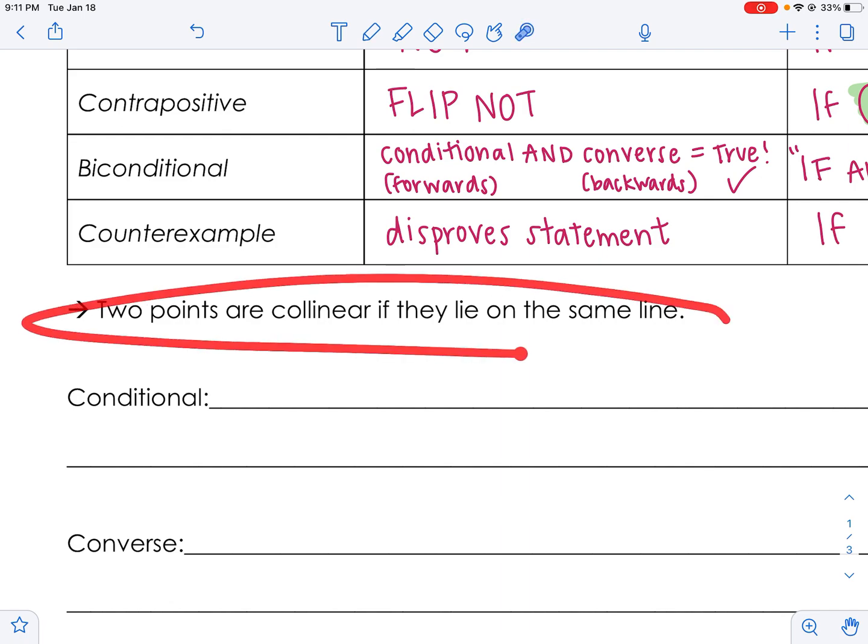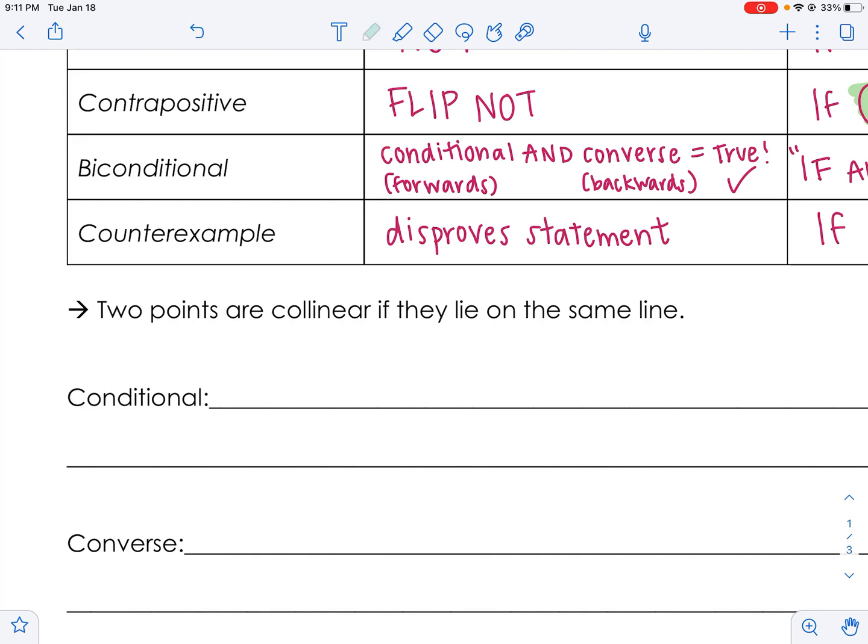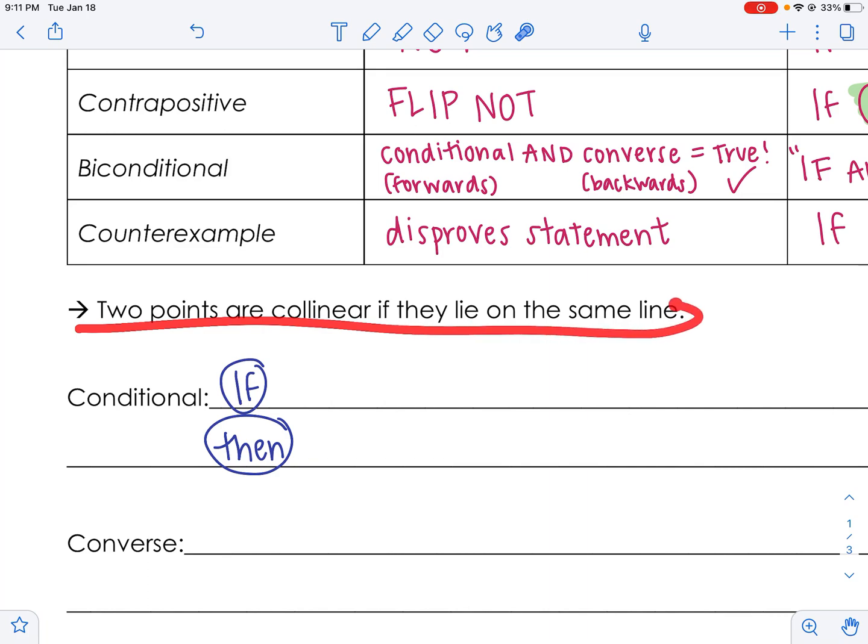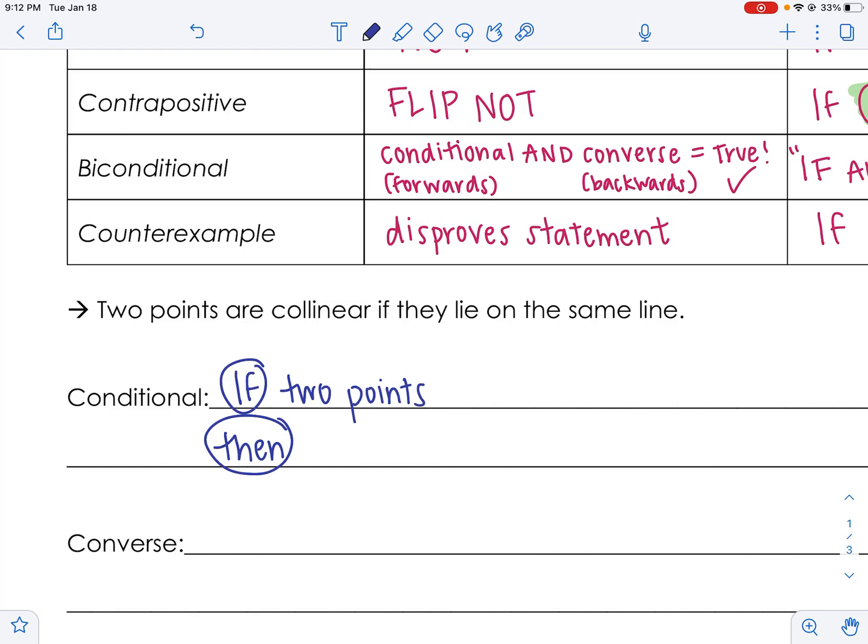Well, the first thing that I need to do is fix this statement. So I'm going to write it as a conditional. So it should have the words if and then in it. But now I need to rewrite this, because if you notice, there's no then in that statement. So it said if they lie on the same line. So if they, well, what is they? 2 points. So if 2 points lie on the same line, we'd like to put our subject first.